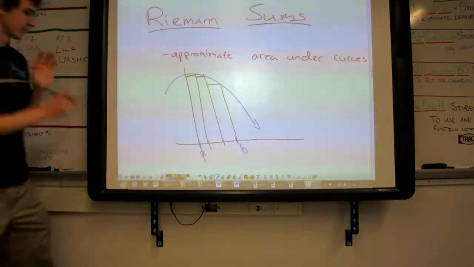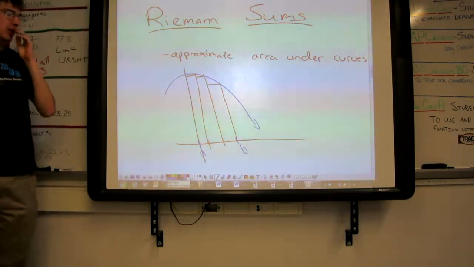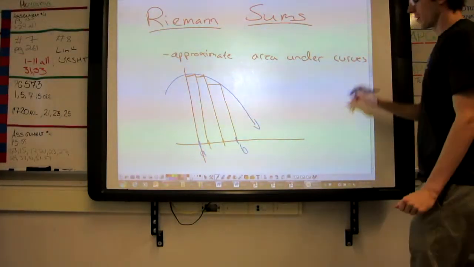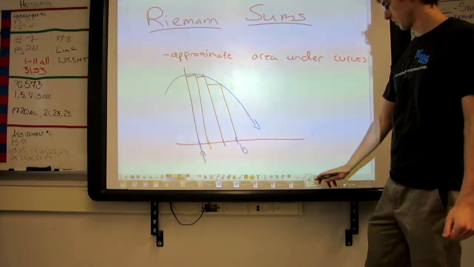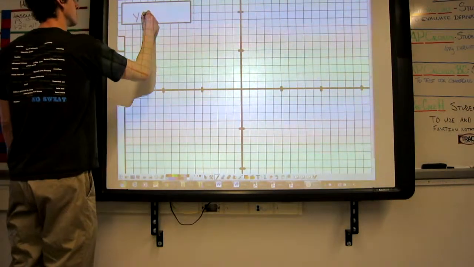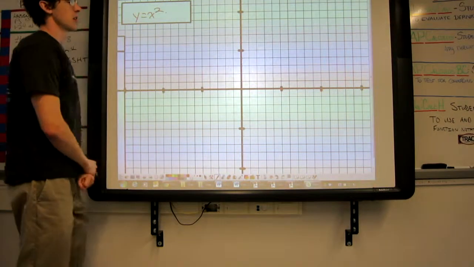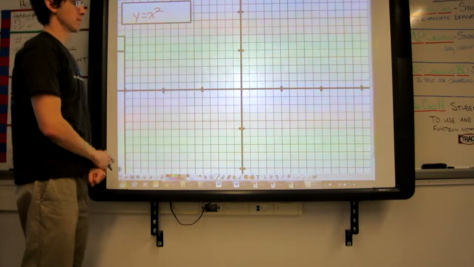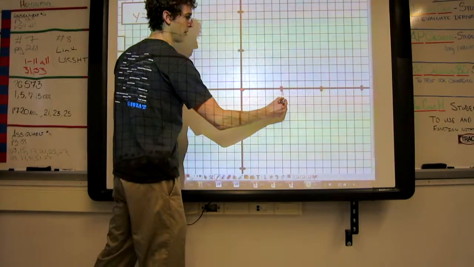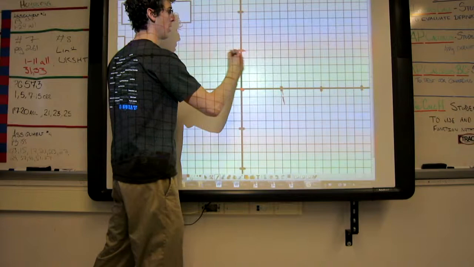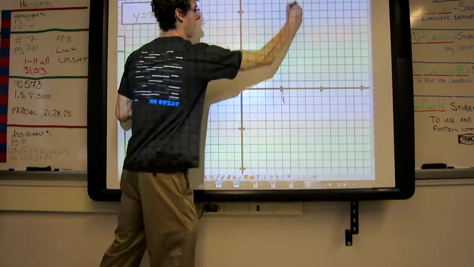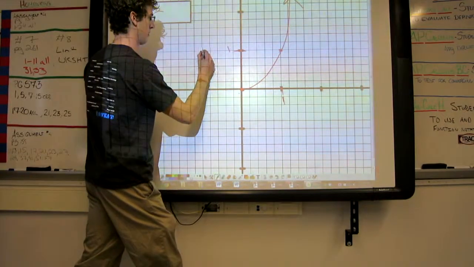So, let's actually do it now. Let's do a Riemann sum. Let's look at the graph of, say, hope this is the right one, x squared, y equals x squared. And let's look at it over the interval 0 to 1. I'm going to say this is 0, this is going to be 1, this is going to be 1. Here's my parabola, goes through here, boom, boom.